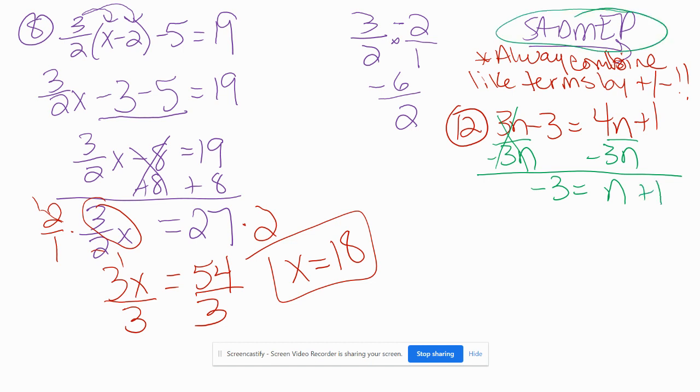Now we're back to our PEMDAS backwards, or SADMET. The opposite of adding 1 is subtracting 1. Negative 3 minus 1 more, or plus negative 1, is negative 4. And those add to 0. So n is equal to negative 4.